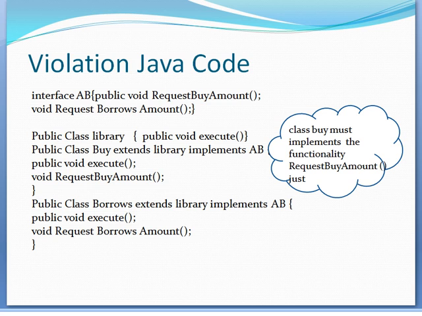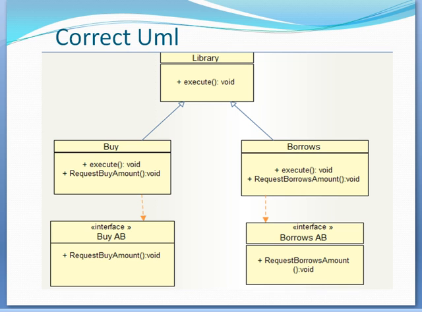And what is the solution for this violation? The solution is to make two interfaces, each one for a different class. The interface called Buy AP is for class Buy, and this interface has just the method request by amount, and the interface Pro AP has just the method request pro amount. When we make these interfaces, we solve the problem.